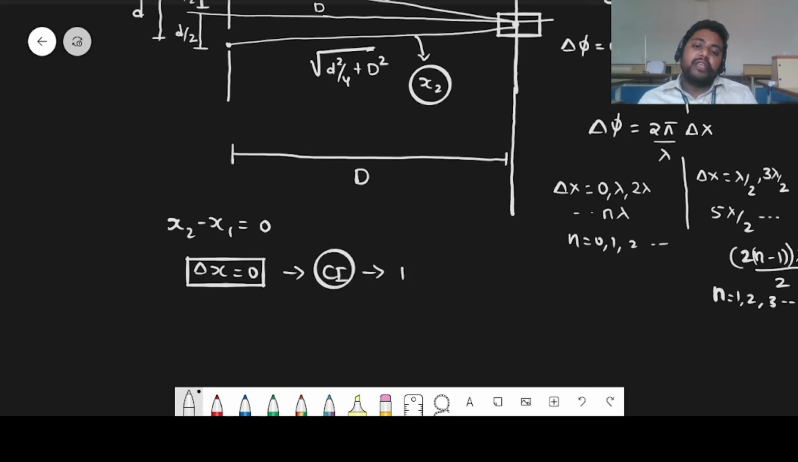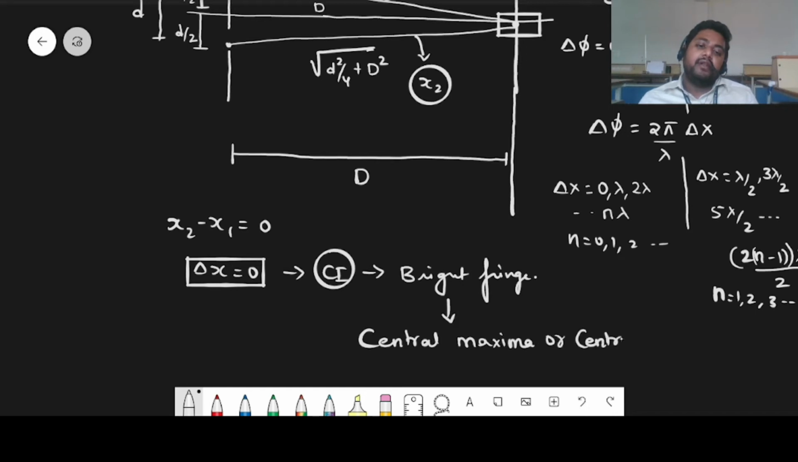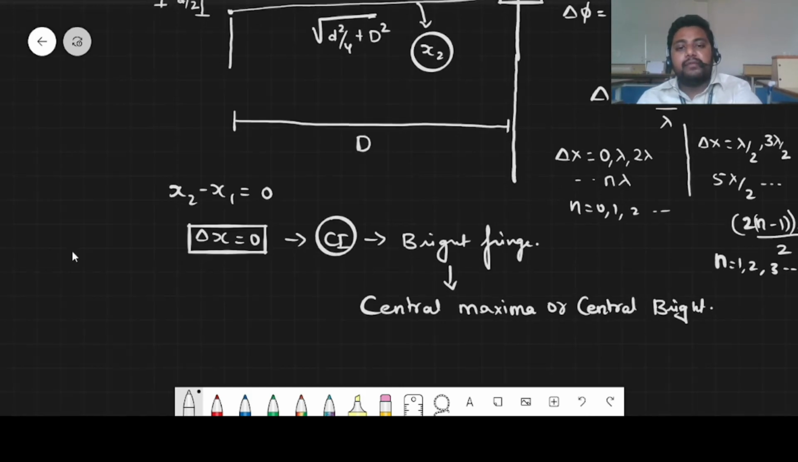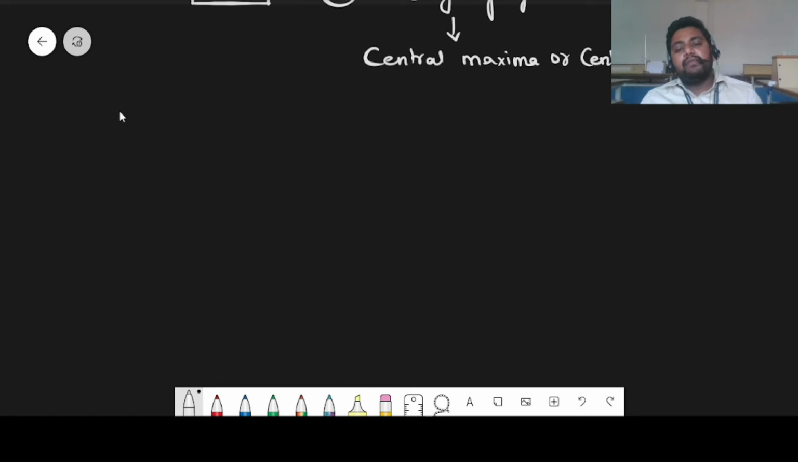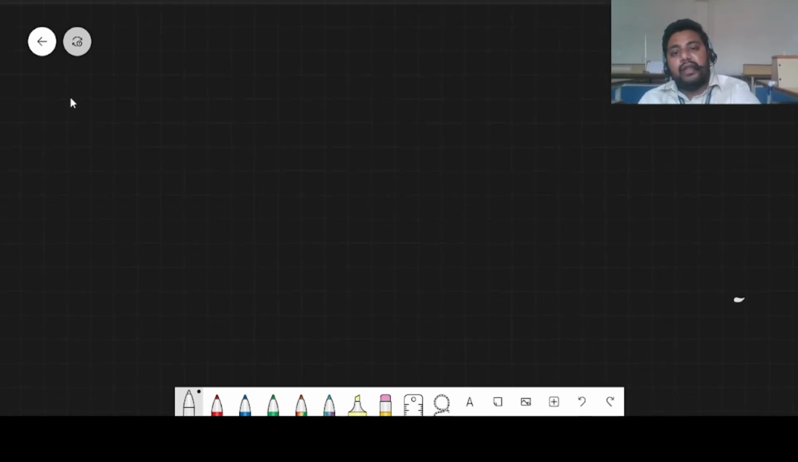That means you are going to see a bright fringe. We name this bright fringe at delta x equal to 0 as central maxima, or central bright. Now further, this is the first maxima. As I told you, there are several other maximum brightness fringes which are falling on that entire screen. Where can be the next bright fringe? We have to analyze that now.